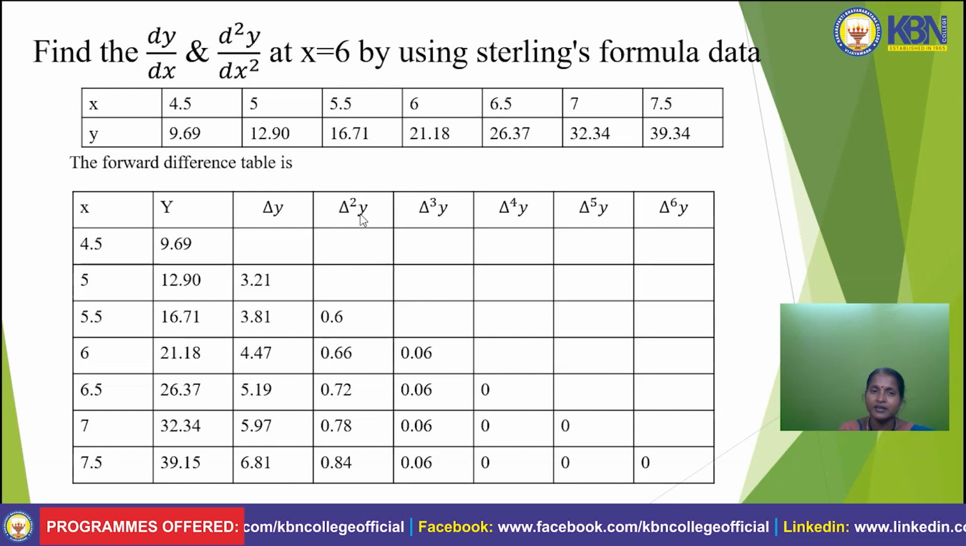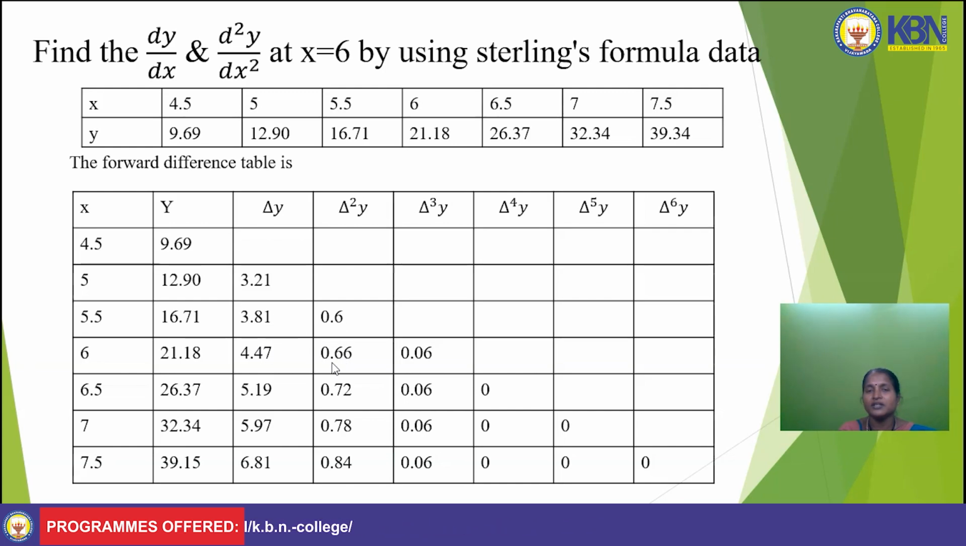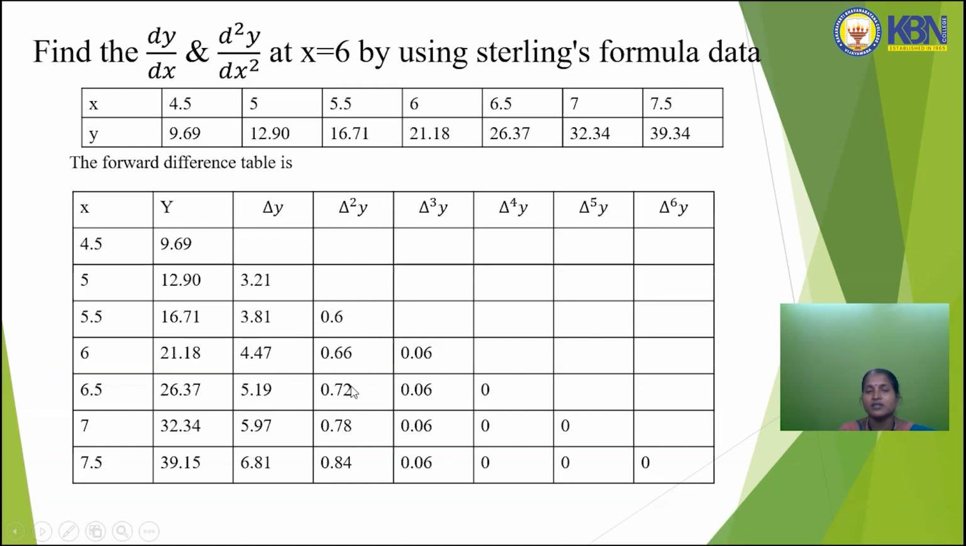Now you can calculate delta square. So 3.81 minus 3.21 is 0.6. 4.47 minus 3.81 is 0.66. 5.19 minus 4.47 is 0.72. 5.97 minus 5.19 is 0.78. 6.81 minus 5.97 is 0.84. So we are calculating delta square.